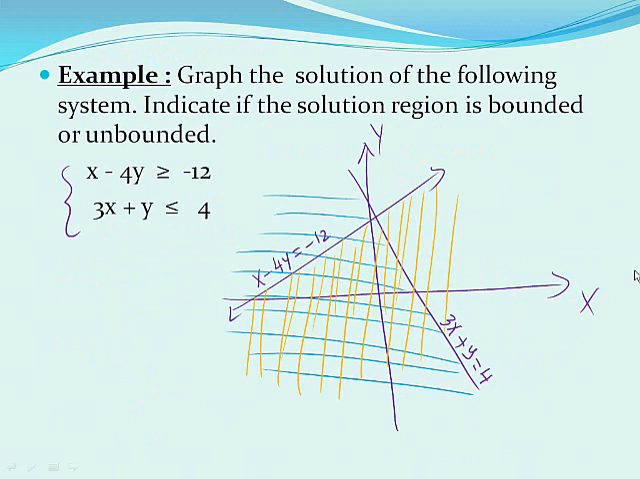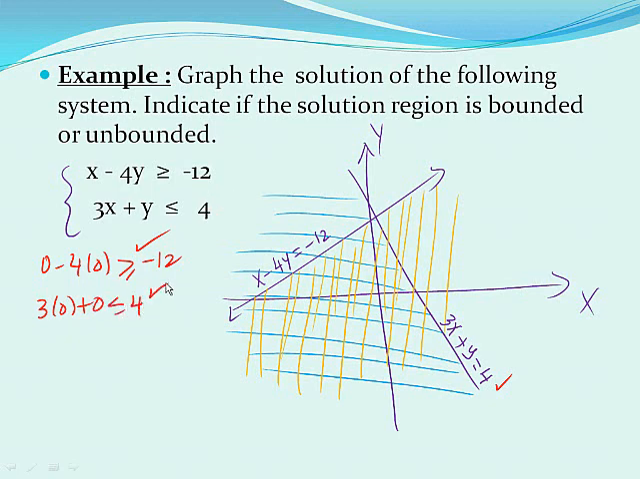Next example, graph the solution of the following system. Indicate if the solution region is bounded or unbounded. x minus 4y greater than or equal to negative 12, 3x plus y less than or equal to 4. So we have the two boundary lines here, 3x plus y equal to 4 and x minus 4y equal to negative 12. And if I substitute the origin coordinates, both the inequalities are satisfied. 0 minus 4 times 0 is greater than or equal to negative 12, which is true. Again, 3 times 0 plus 0 is less than or equal to 4.